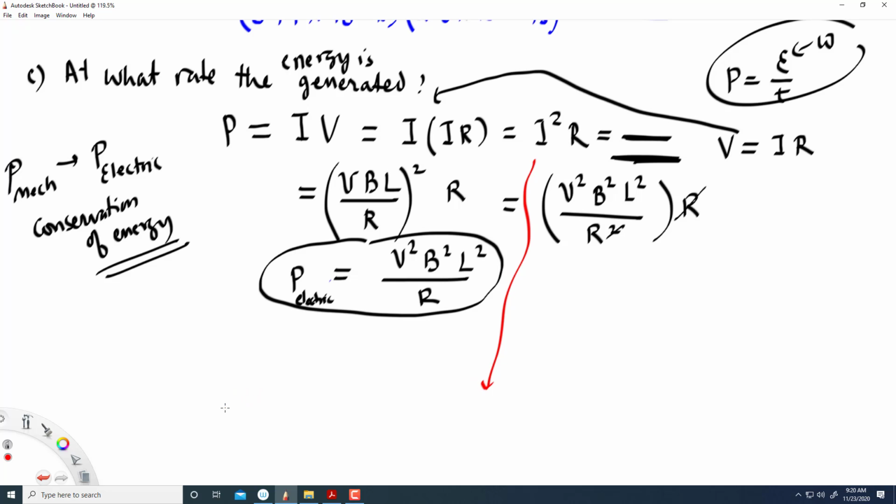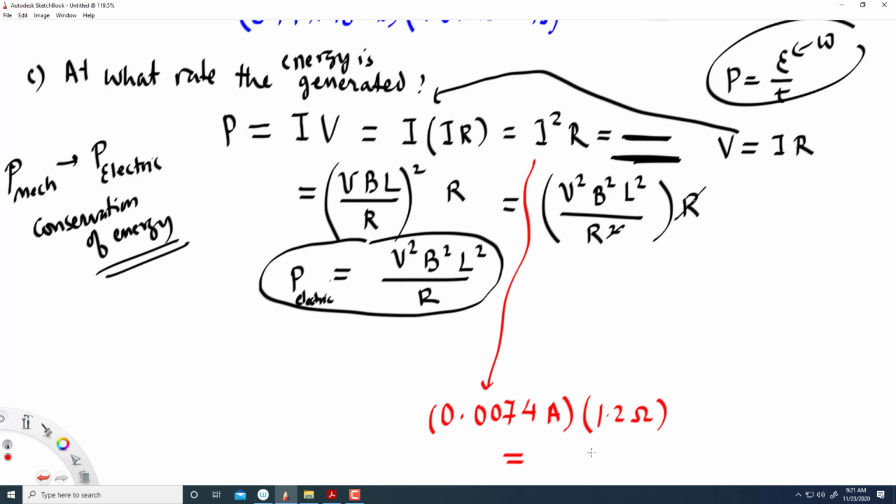Now you tell me what is I. Caitlin, what is I? 3.7 times 10 to the negative 3. You still need to square that? Okay, that value is 0.0074, with the square. 0.0074 amperes. And R is 1.2 ohms.